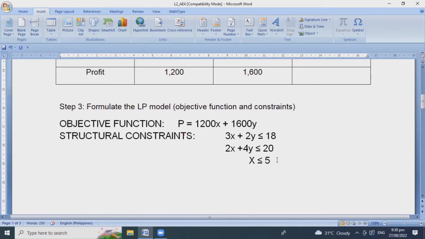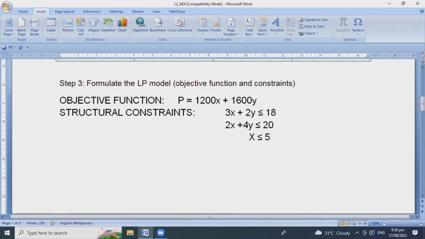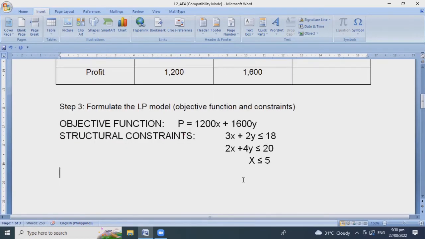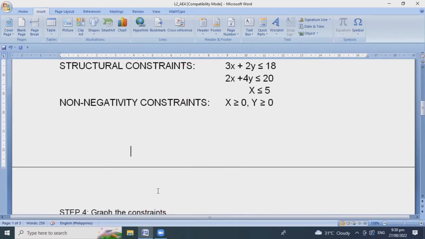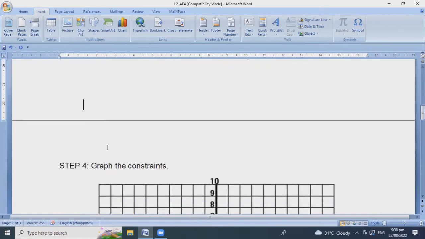We call them structural constraints, and we need to also include our non-negativity constraints. They are fixed, so x should be greater than or equal to 0, then y should also be greater than or equal to 0. So meaning to say, we need to get our answer located in the first quadrant, both positive values for x and y. Kasi we are referring to the number of gowns to be produced. So wala namang negative na bilang ng gown na magagawa. So dapat lagi siyang positive. Kaya first quadrant yung ating limitation.